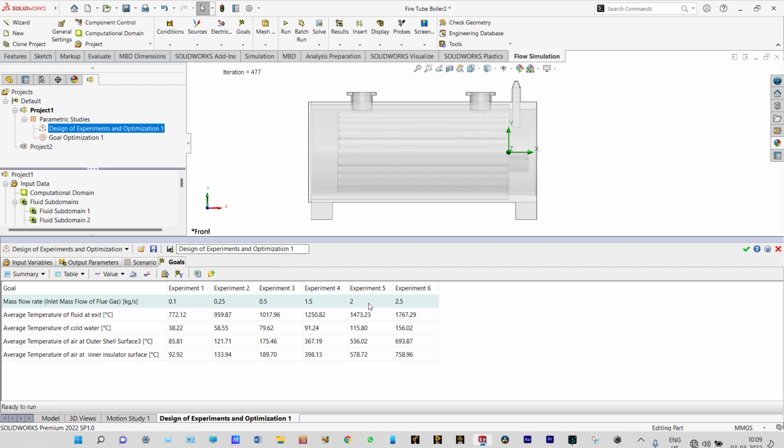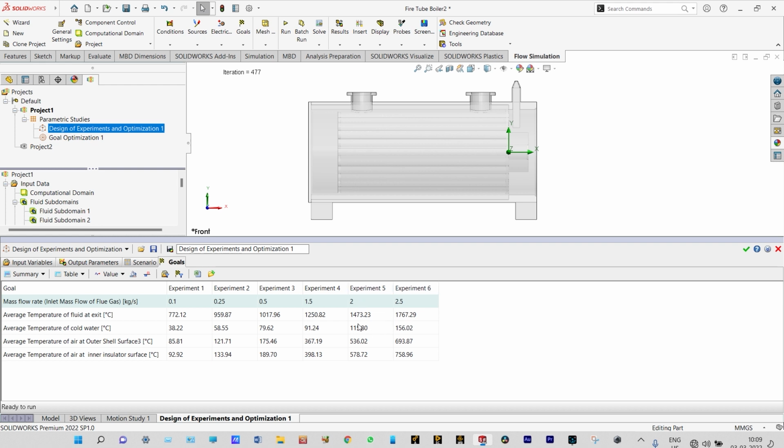And when mass flow rate of flue gas is 2 kg per second, you can see the temperature of cold water has gained a huge amount. It is 115.8 degrees centigrade. That means it will be steam. And when the mass flow rate of hot flue gas is 2.5 kg per second, you can see temperature of steam is in the range of 156.02 degrees centigrade, right?